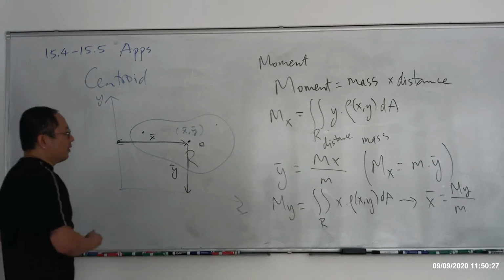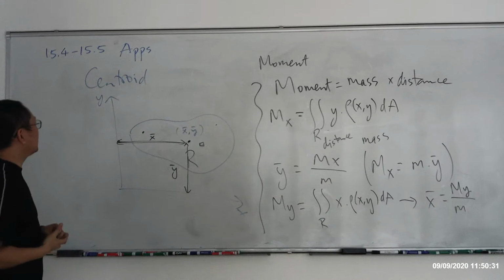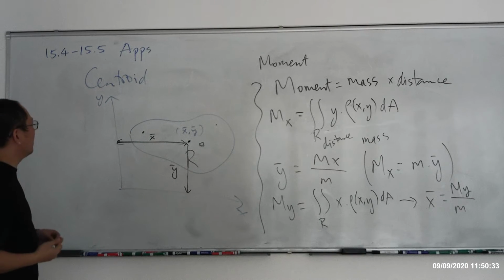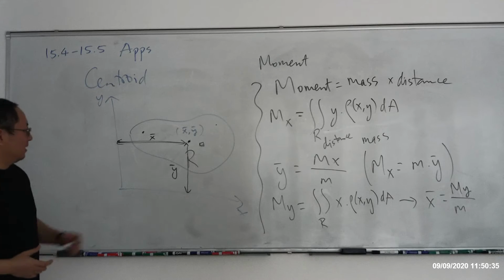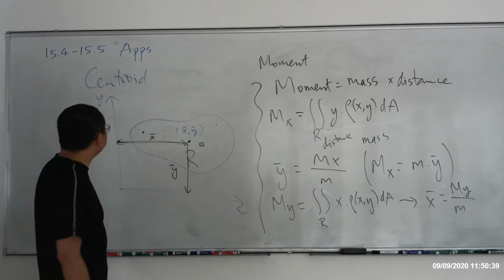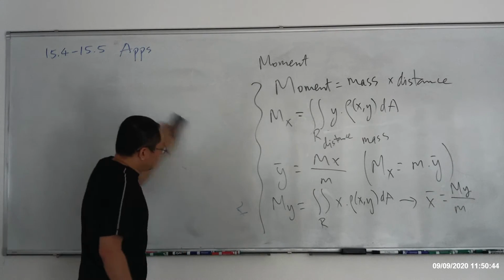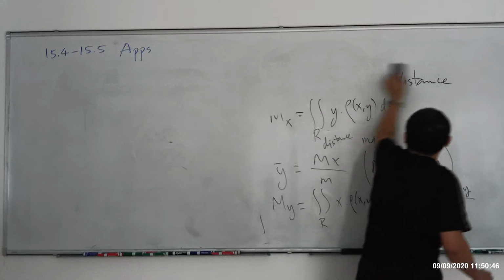And this is the formula that you need to calculate the centroid. That's just the word we use. Some people call it the center of mass. This is the point of balance. With the point in here, it's going to be balanced. Okay, let's move on. Another example, another application.